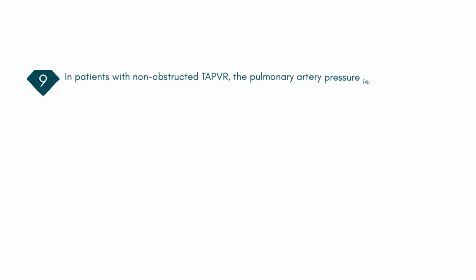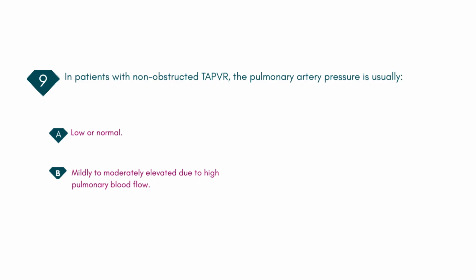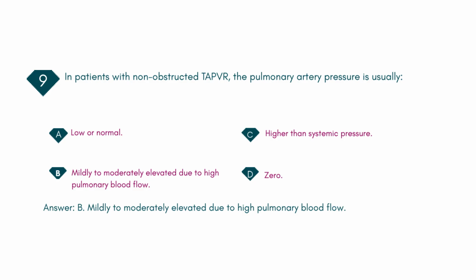In patients with non-obstructed TAPVR, the pulmonary artery pressure is usually A. Low or normal. B. Mildly to moderately elevated due to high pulmonary blood flow. C. Higher than systemic pressure. D. 0. Answer: B. Mildly to moderately elevated due to high pulmonary blood flow.